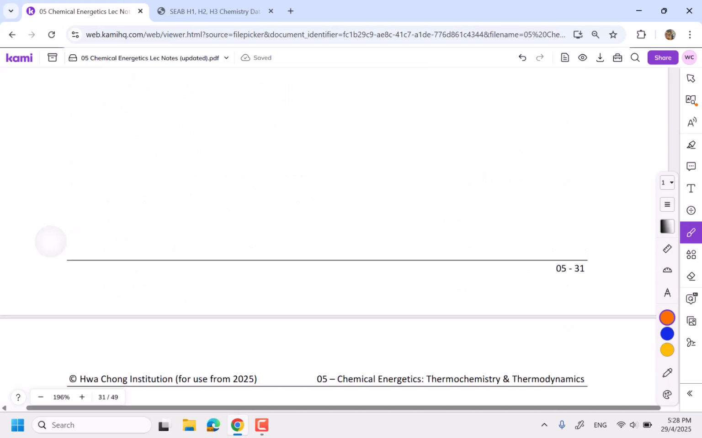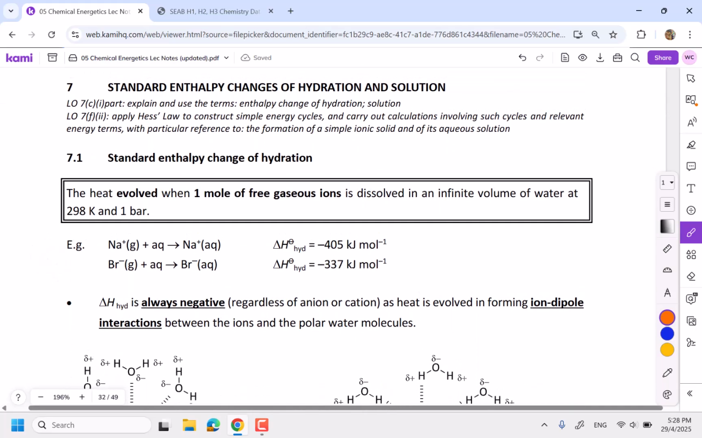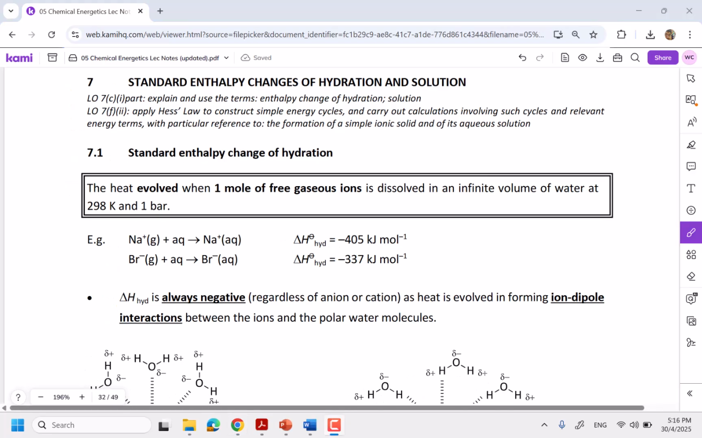Okay, so almost done with the chapter. We are going to move on to section 7 next, on standard enthalpy changes of hydration and solutions. This will follow two learning objectives. You need to explain and use the term enthalpy change of hydration, defined over here: the heat evolved, so it's an exothermic reaction, when 1 mole of free gaseous ions is completely hydrated, or dissolved in infinite volume of water, at standard conditions, 298 Kelvin, 1 bar.